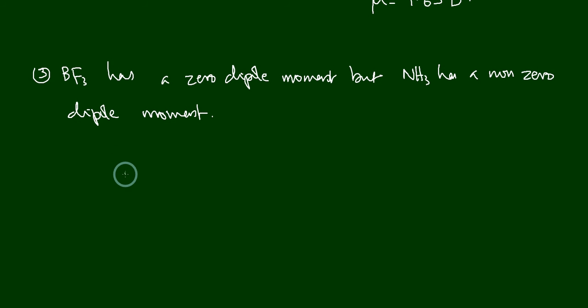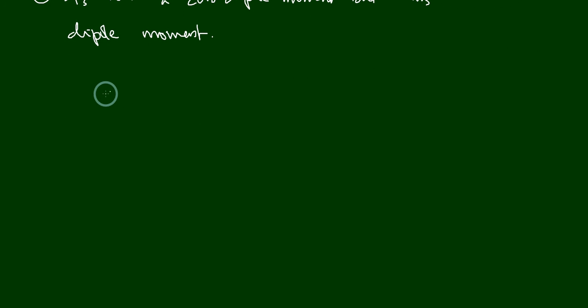BF3 is a planar molecule. Okay, BF3 is a planar molecule. So BF3 is like this. This is BF3. It's a planar molecule, and each boron fluorine bond will act as an electric dipole.